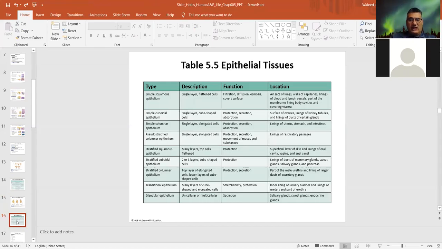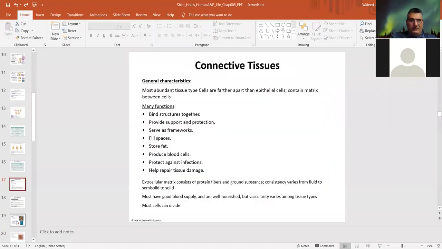So here is a comparison. Again, these comparisons will help you to put things together. So I'm not going to repeat everything over again.